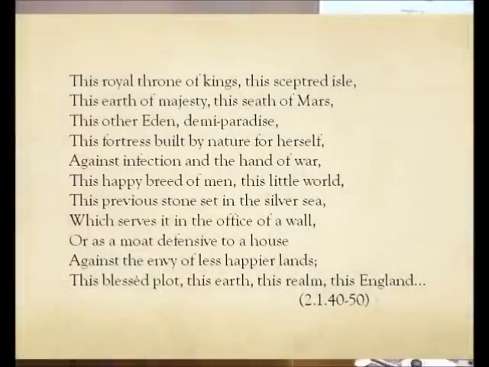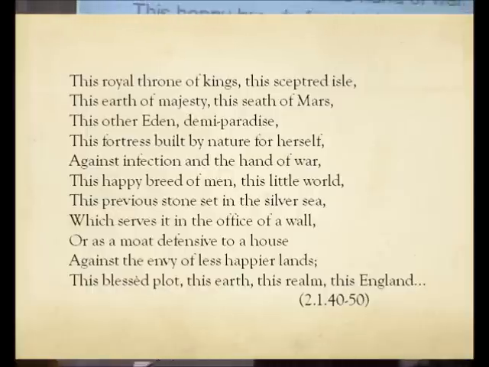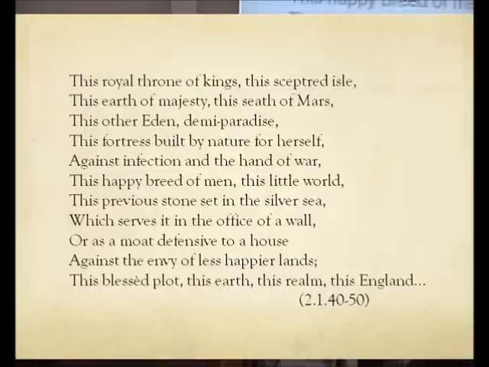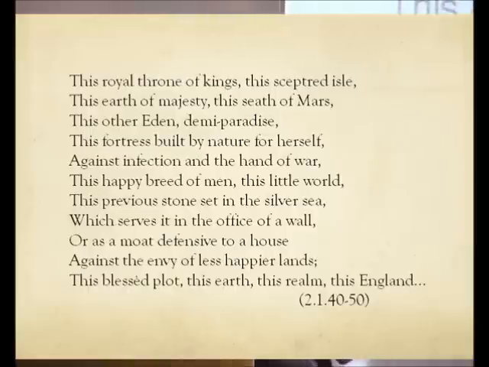He describes the country as this royal throne of kings, this sceptred isle, this earth of majesty, this seat of Mars, this other Eden, demi-paradise, this fortress built by nature for herself against infection and the hand of war, this happy breed of men, this little world, this precious stone set in the silver sea, which serves it in the office of a wall or as a moat defensive to a house against the envy of less happier lands, this blessed plot, this earth, this realm, this England.